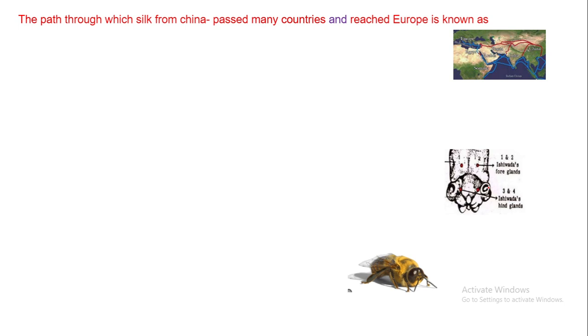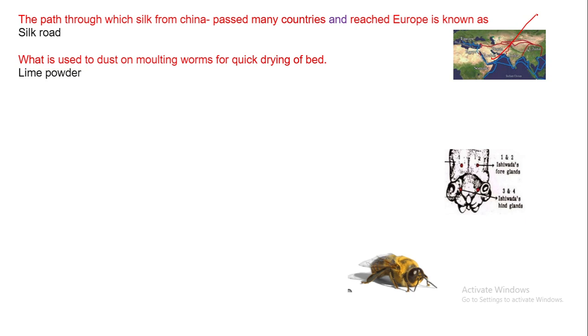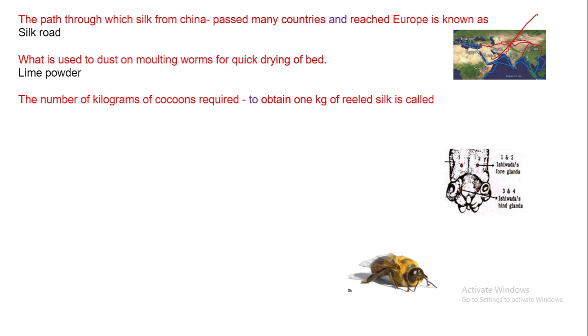The path through which silk from China passed through many countries and reached Europe is known as the Silk Road. What is used to dust on molting worms for quick drying of the bed? Lime powder. The number of kilograms of cocoon required to obtain 1 kg of reeled silk is known as rendita.